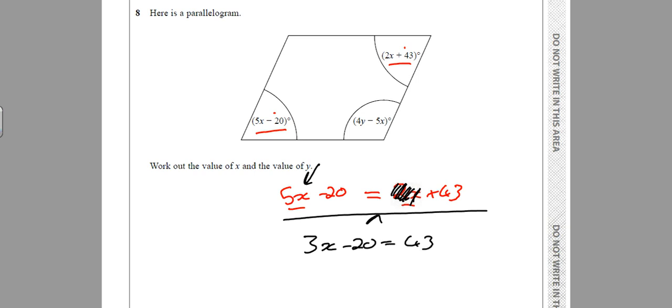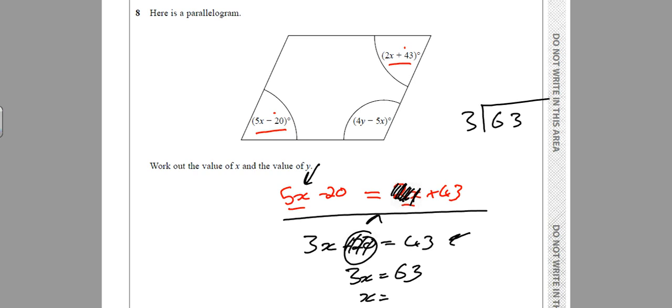All I did there was get rid of 2x's. I've now got to get rid of this minus 20. The way we get rid of minus 20 is we add it onto the other side. So I'm going to add 20 onto this side, so I've got 3x equals 63. Once I know that 3x equals 63, I then work out what 1x equals. So I divide by 3. 3 into 63: 3 into 6 goes twice, 3 into 3 goes once. So that's going to be 21. So I now know what x is. x equals 21.